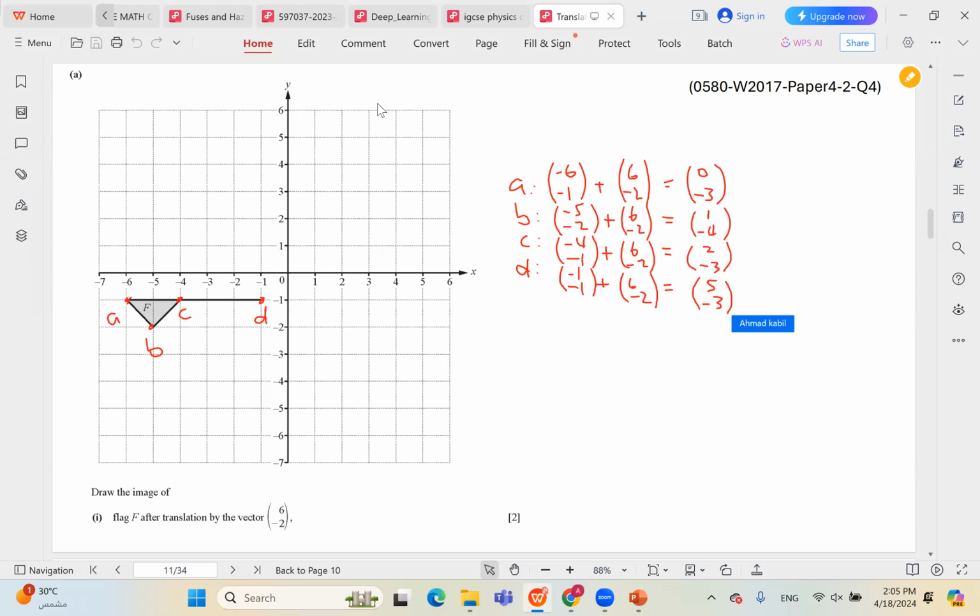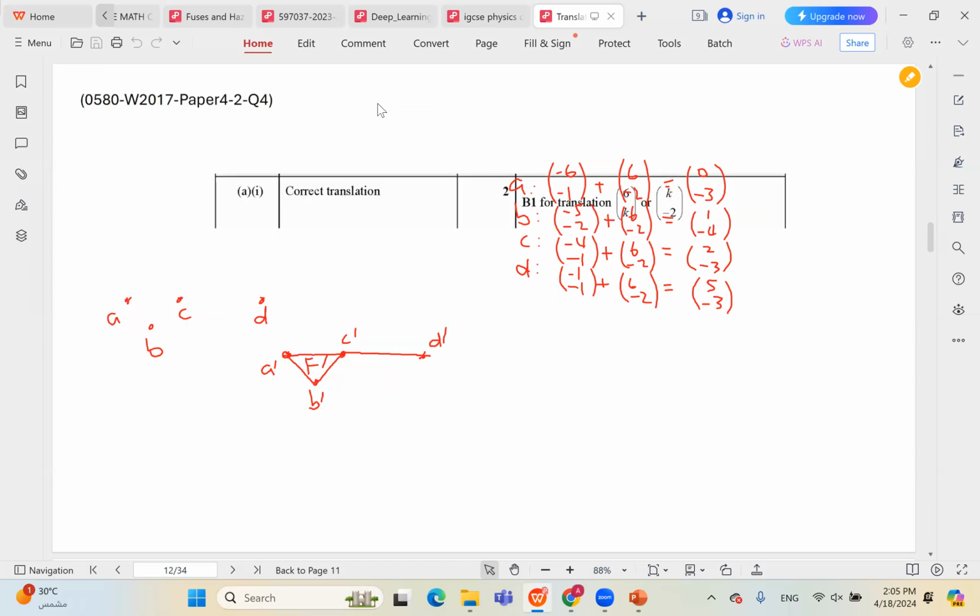Finally, we plot these onto the graph. So we start at 0, -3. This is A dash. And then 1, -4. This would be B dash. And then 2, -3. So this would be C dash. Finally, 5, -3. This would be D dash. And we can see that the shape looks something like this. This is F dash, the new flag. So here, they didn't specify what the correct translation is, but anyway, it looks all right. It looks correct.